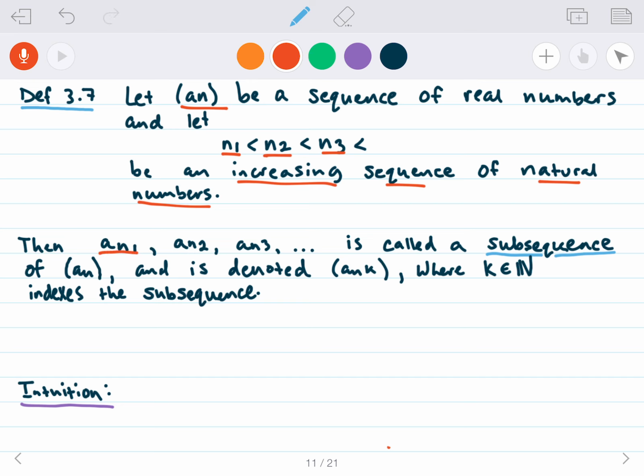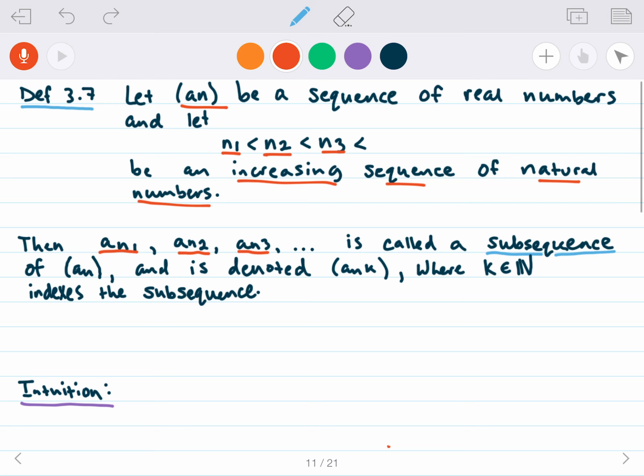Then a sub n1, a sub n2, a sub n3, and so forth is called a subsequence of the sequence a sub n. We're going to denote it a sub nk, where k is in the natural numbers, and this indexes the subsequence. So a sub n5 is the 5th term in the subsequence. A sub n8 is the 8th term in the subsequence, etc. So let's look at some intuition for this, because I know that this definition is a little weird.